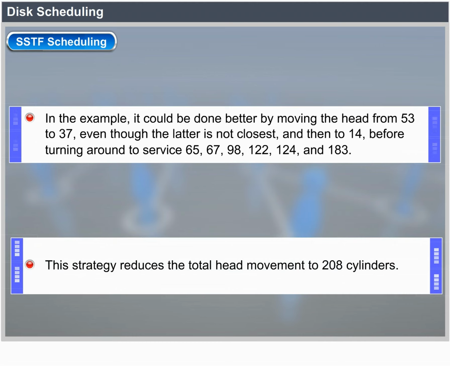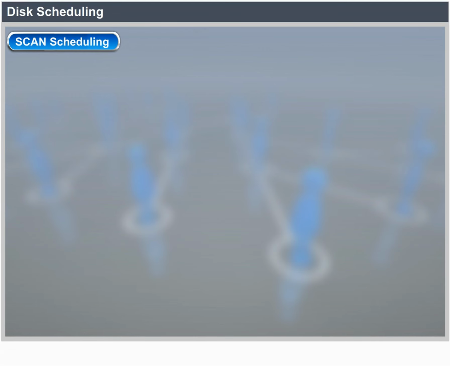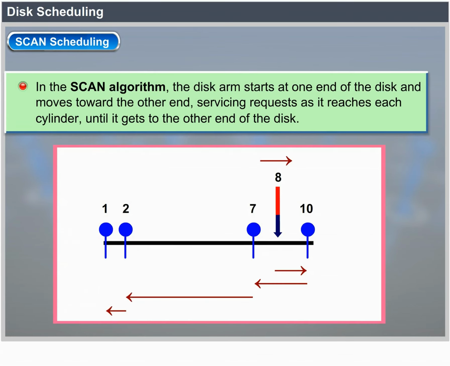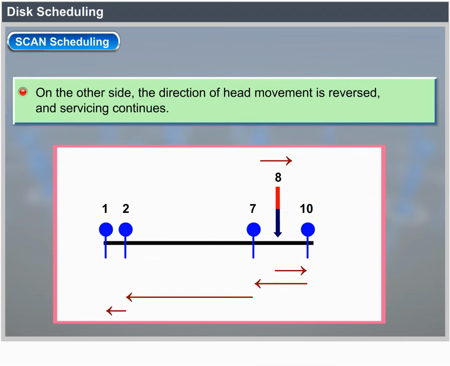SCAN scheduling. In the SCAN algorithm, the disk arm starts at one end of the disk and moves toward the other end, servicing requests as it reaches each cylinder until it gets to the other end of the disk. At the other end, the direction of head movement is reversed and servicing continues. The head continuously scans back and forth across the disk.